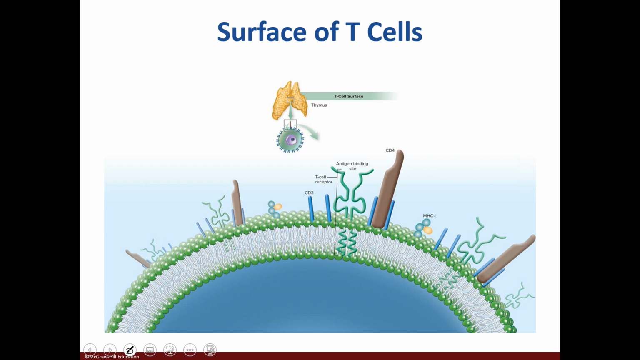Here we see several things on the surface of the T cell. We see CD3. We can see the antigen binding site. We also can see CD4 along with MHC1.